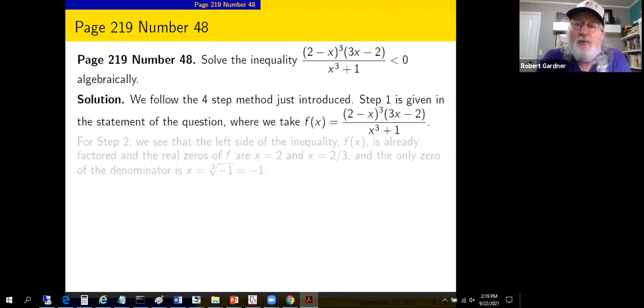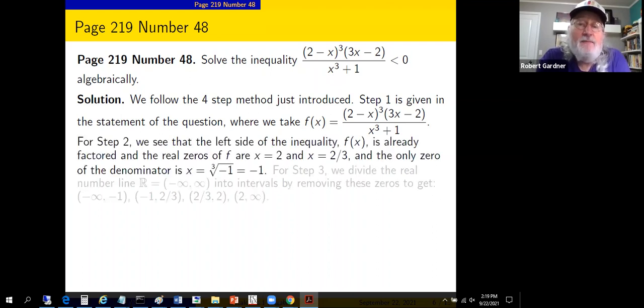Okay, so we'll go through those 4 steps. First, express the thing as a function in an inequality. It was given to us in that form. Secondly, we're interested in where the numerator is 0. That's where the function is 0. That occurs when this factor is 0, that is x equals 2.